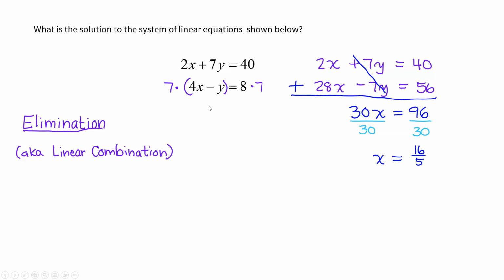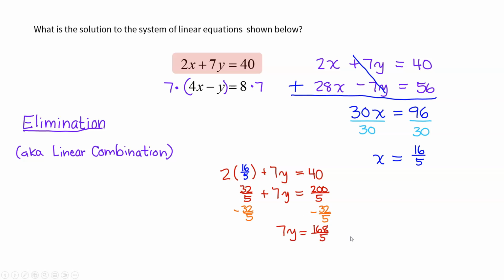Now you can go back to one of the two original equations, it really doesn't matter which, and substitute the 16/5 back in. I'm going to choose the top equation. Substituting 16/5 back in and carrying through the calculations, 2 times 16/5 is 32/5. Because I know I'm going to need to do a subtraction on both sides, I converted this into fifths as well to get a common denominator. So I subtract 32/5 from both sides. I'm going to divide both sides by 7, which is the same thing as multiplying by 1/7, and that gives me 24/5. So my ordered pair solution would be (16/5, 24/5).